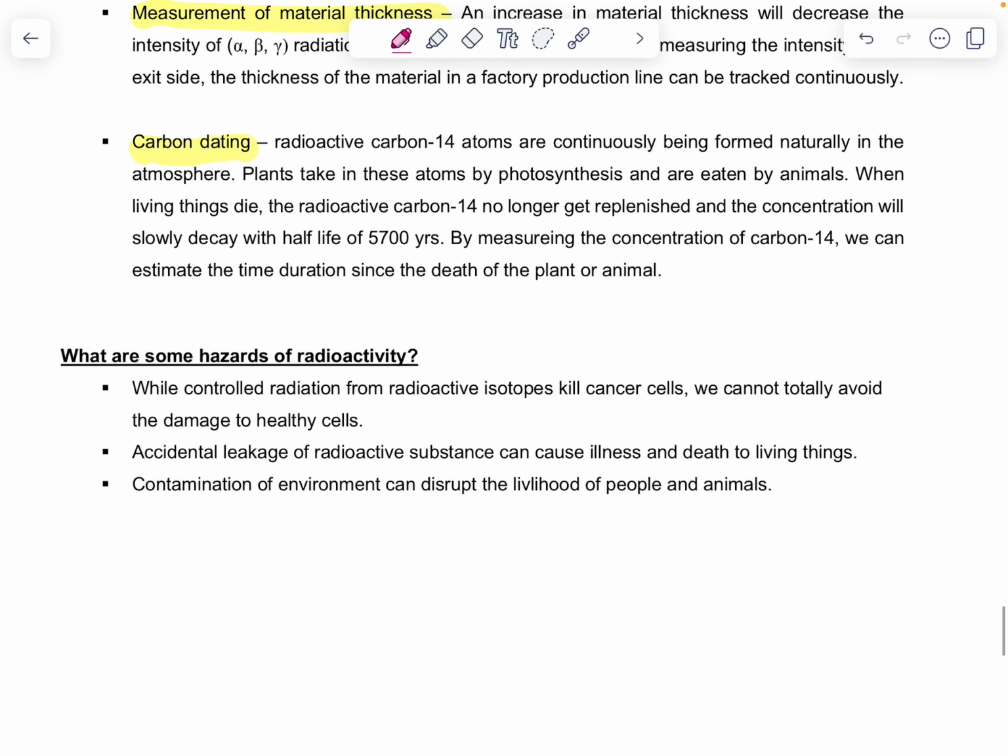The hazards of radioactivity: although controlled radiation can kill cancer cells, it will still damage healthy cells nearby the cancer cells. And when we have nuclear plants, there may be leakage of radioactive substances that can damage living things or even animals around it. That's why it's very expensive to dispose of nuclear waste from nuclear reactors. And that's the end of this chapter.